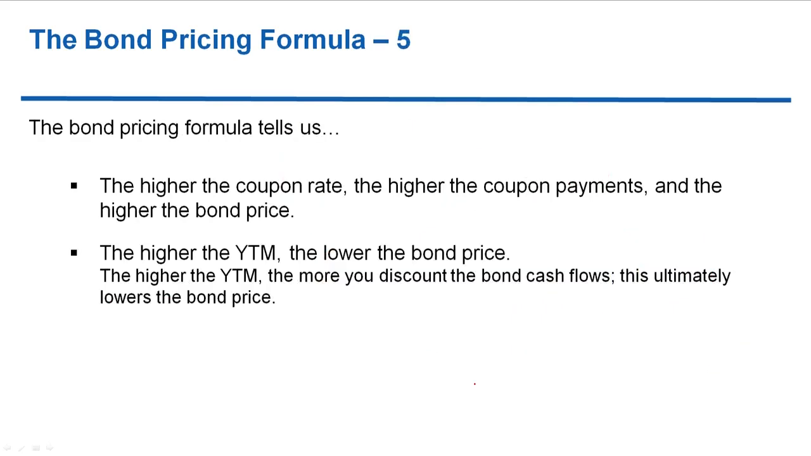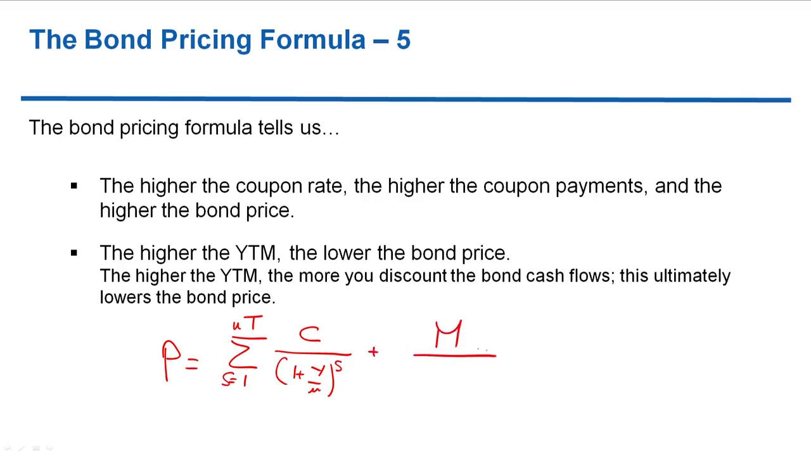So let's go back to the bond pricing formula and rewrite it here. The price is equal to the sum of s going from 1 to t of the coupons discounted by the yield to maturity, plus the principal amount discounted back to present. So what is this formula telling us?